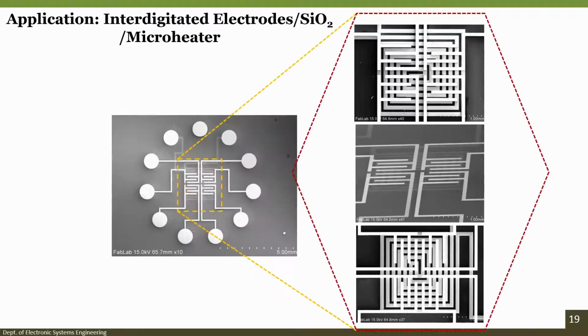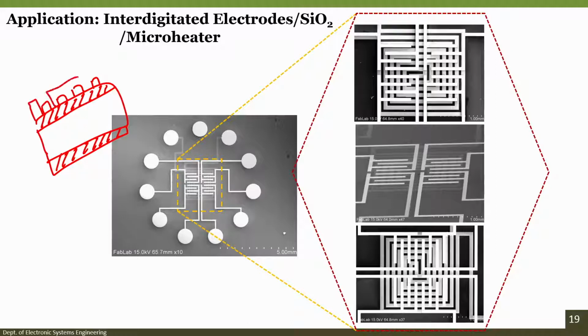Let me take another example. So, now if you want to have 2 layers on the same wafer, that means you want to have a micro heater on the silicon substrate, on the oxidized silicon substrate. Like I said, we cannot have a micro heater directly on silicon, it will short, and then over that we want an insulating layer like this, and on the insulating layer we want to have interdigitated electrodes.